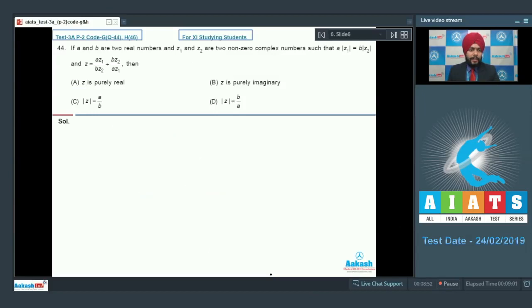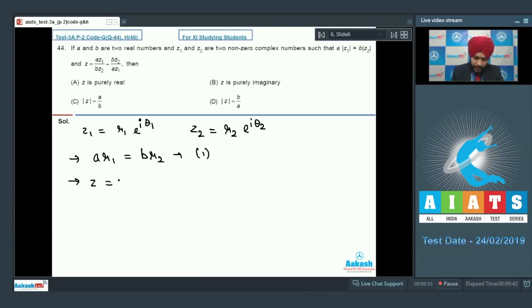Question number 44 says that if A and B are two real numbers and Z1 and Z2 are two non-zero complex numbers such that A times mod Z1 equals B times mod Z2, and Z equals AZ1 upon BZ2 plus BZ2 upon AZ1, then we have to comment about Z. Okay. Students, we can easily say that Z1 is R1 e to the power iota theta 1 by using polar form, and Z2 is R2 e to the power iota theta 2. From the first equation, I can say that A into R1 is equal to B into R2. Equation number 1, A R1 equals B R2.